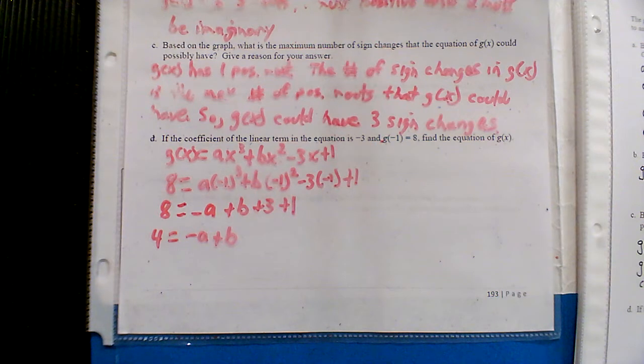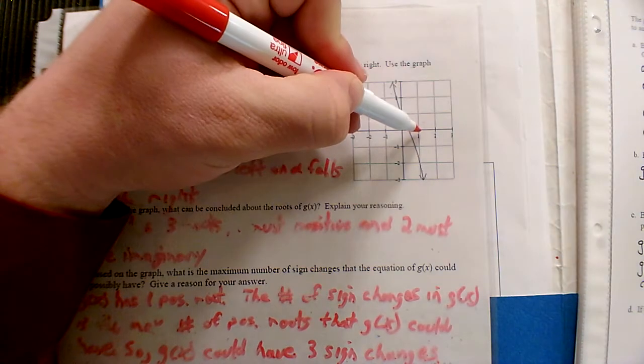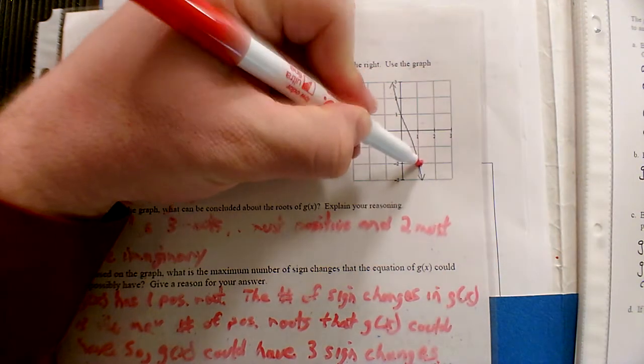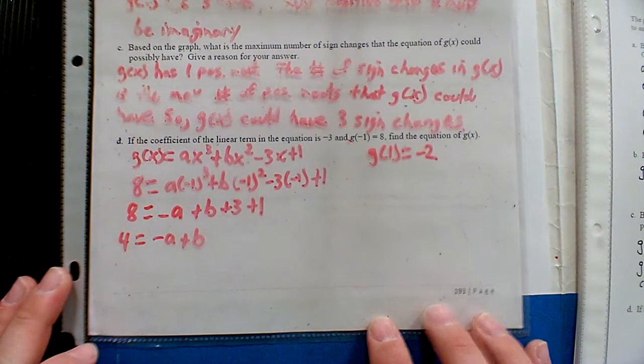You think you have one, Marie? g of x equals 1. You might be headed in the right direction. g of 1 equals -2. That's what I'm thinking of, yes. So we need to do g of 1 equals -2. So if you look at your graph, g of 1, the answer is -2 right there. Okay, so we're going to use that on the bottom.